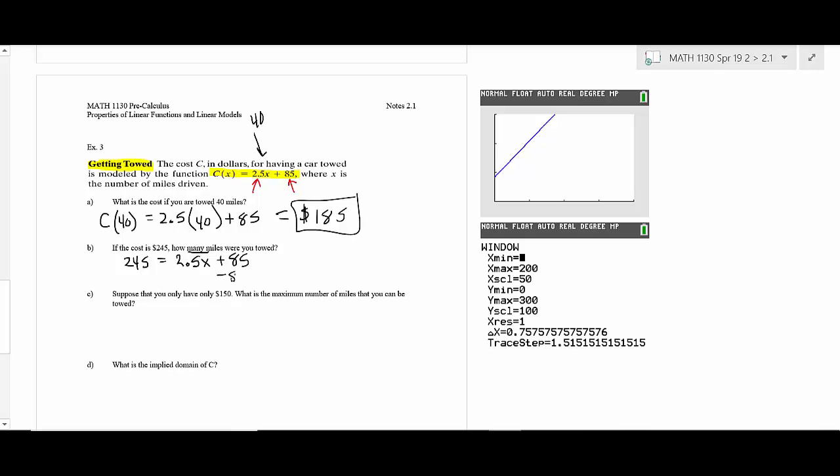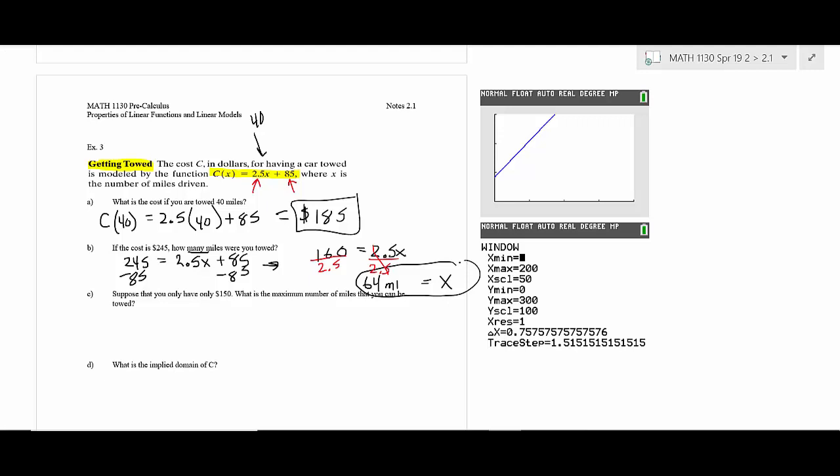So at this point, you could subtract 85. If you did that, 245 minus 85 would be 160. Then we have 160 equals 2.5x. Then divide by 2.5, and you'll have the answer to that problem. That should be the number of miles that you drove. I'm getting 64 on that. So 64 miles gives you a cost of $245. That's just doing that backwards and making sure you can interpret what the meanings of the parts of this problem are.